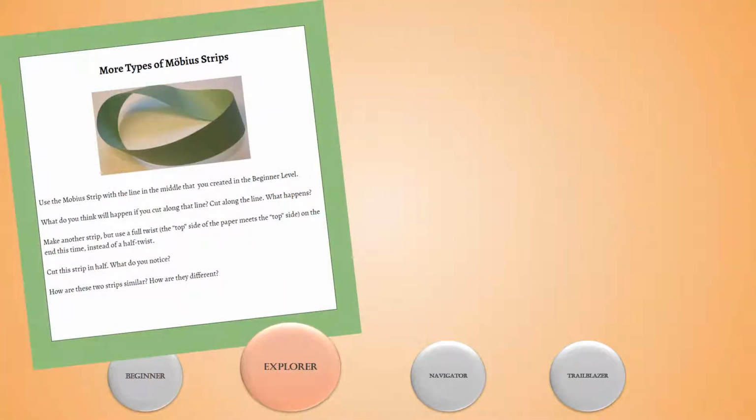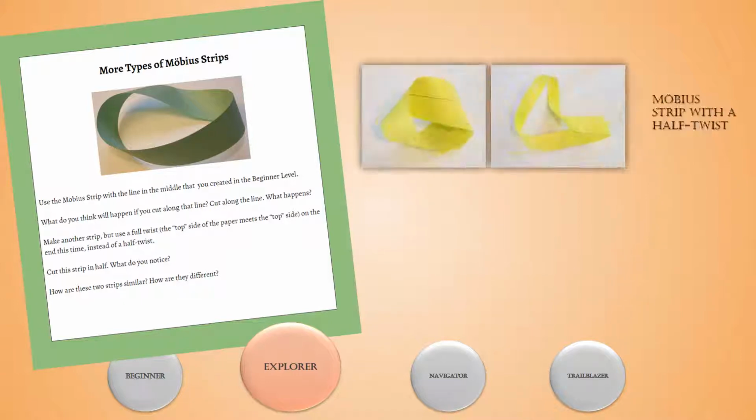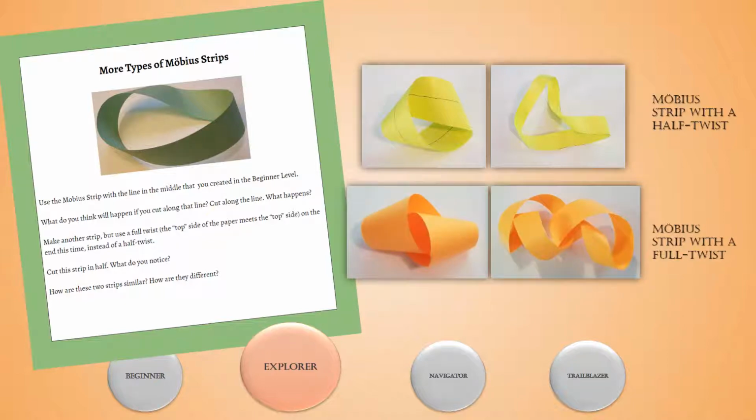In the Explorer level, the participants discover what happens when they cut in half the Mobius strip they created in the previous part. They then create another Mobius strip, this time including a full twist, rather than a half twist in its creation, and explore what happens when they cut it in half.